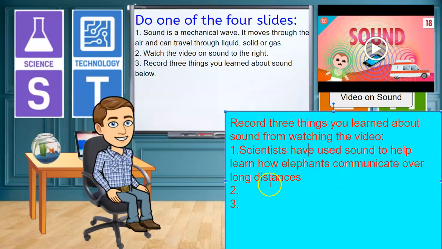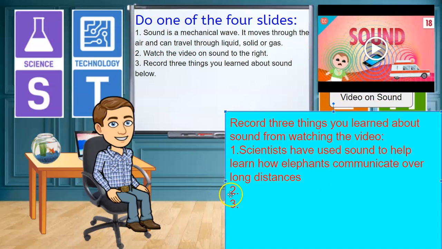You notice I didn't put down something lame like cell phones ring. I will not count that answer. That is something you didn't learn. You already knew that. You're in 7th grade. You know these things. So scientists, I could spell scientists correctly. No, it is spelled correctly. Scientists used sound to help learn how elephants communicate over long distances.